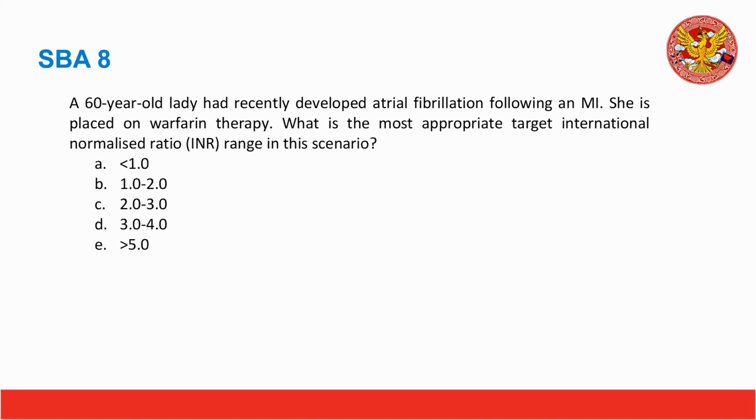Normal INR is between 0.9 and 1.3. 1.1 to 2.0 is generally not used as a target for anything really. 2.0 to 3.0 is generally used for atrial fibrillation and a few other conditions. 3.0 to 4.0 is for venous thromboembolism that is recurrent despite treatment.